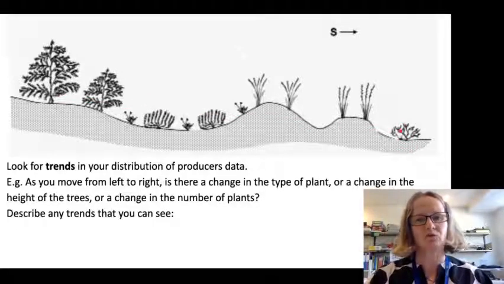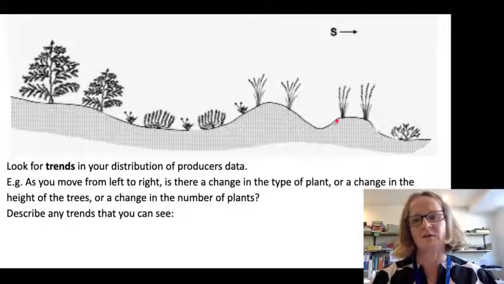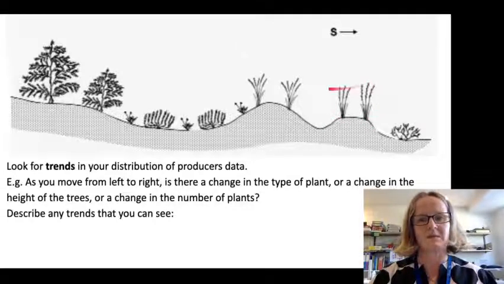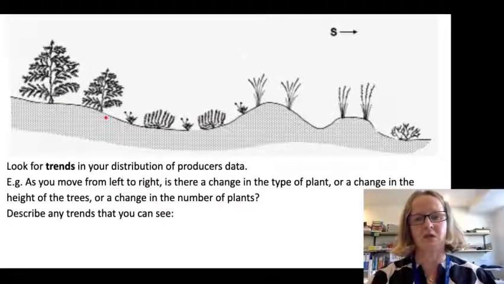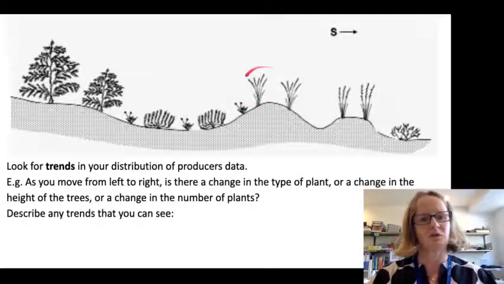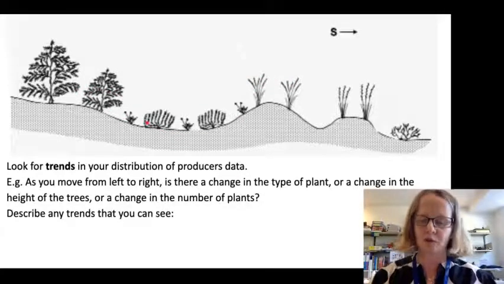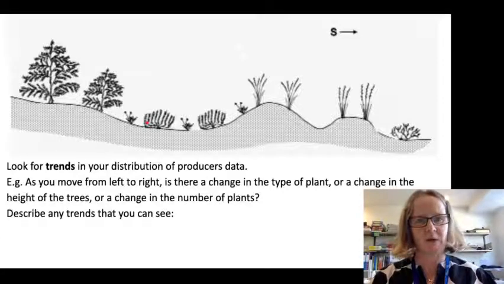Another trend that we could talk about is this trend here, where you have small areas of hills, and you only seem to find these tall grasses on small areas of hill and not on low-lying areas or on slopes. So tall grasses can be found at the peaks of hills, but not on the slopes or the low-lying land. So that would be a description. Have a look at your diagram, have a think about the ecosystem you were in, and write a description of your ecosystem and any trends that you saw.